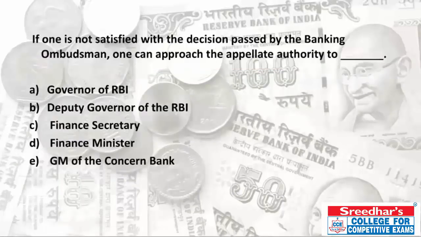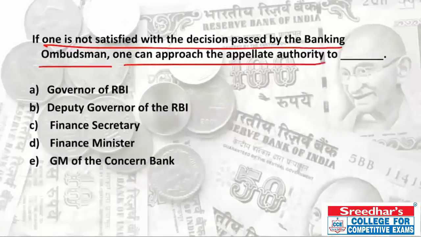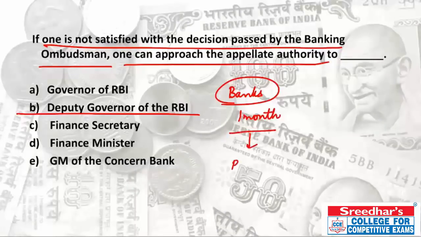If one is not satisfied with the decision passed by the banking ombudsman, one can approach the appellate authority, the Deputy Governor of RBI. If the banking ombudsman is not giving a proper reply, or the customer is not satisfied with the decision made by the banking ombudsman, then he can approach whom? What is the further hierarchy? It is the Deputy Governor of RBI.